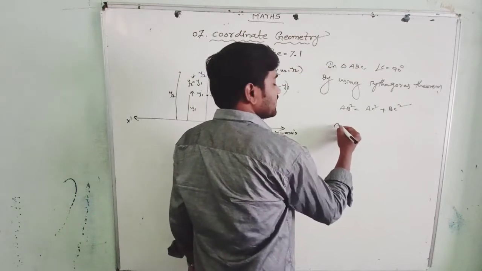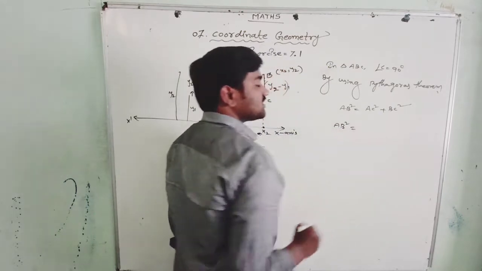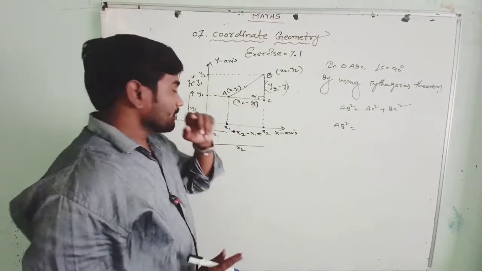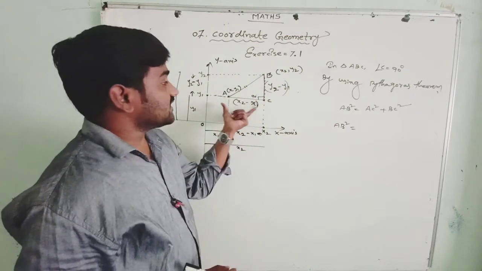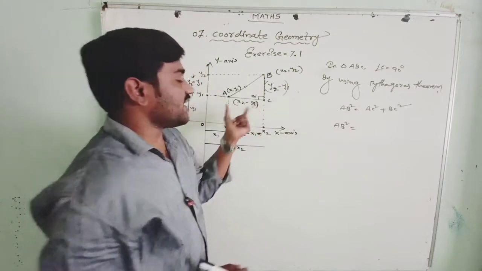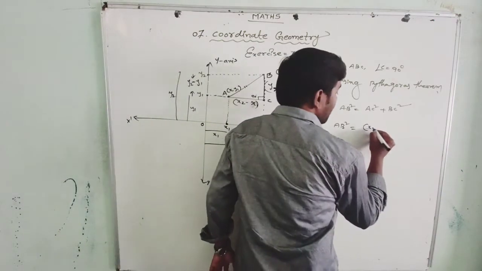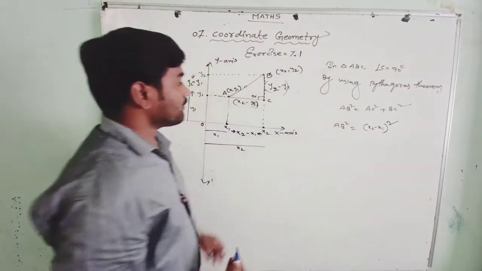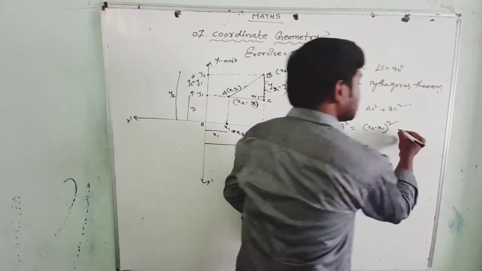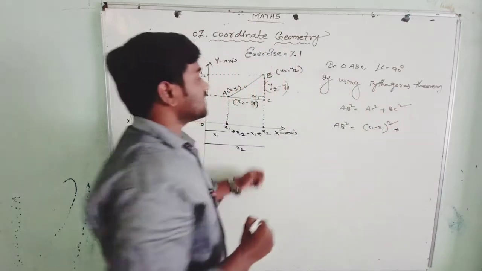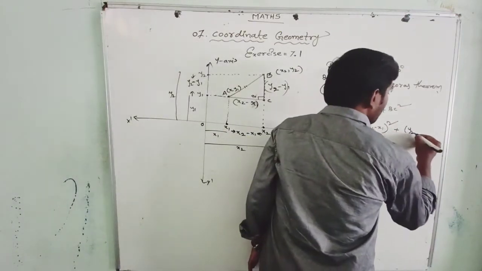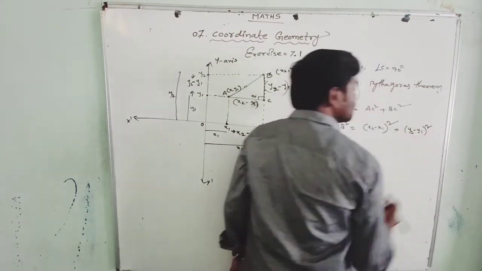Here AB square. Let us write the AB square as it is. We need to find out the distance of AB. That is called AB. Now AC square, AC value already we know, that is x2 minus x1. It is square, so we write whole square. Plus, BC whole square. The BC value is y2 minus y1, y2 minus y1 whole square.